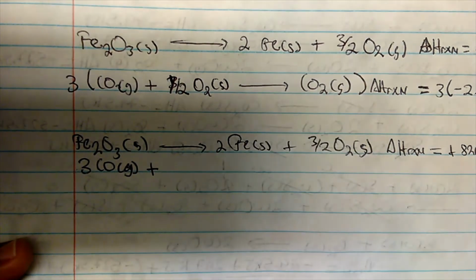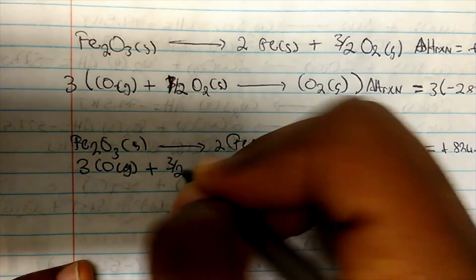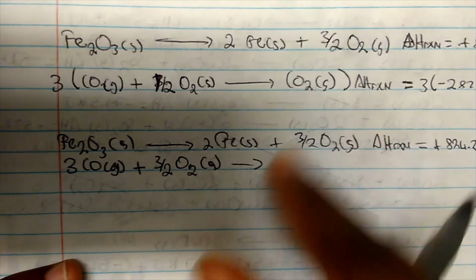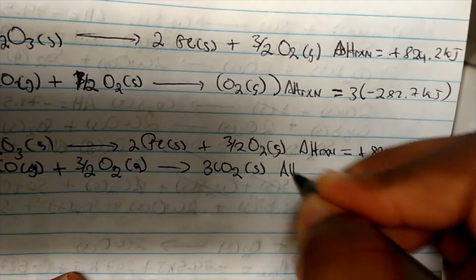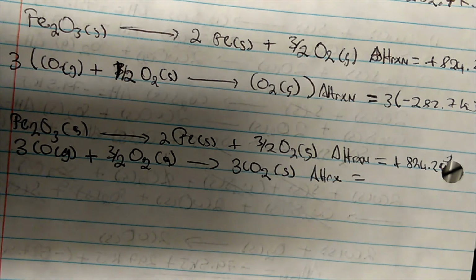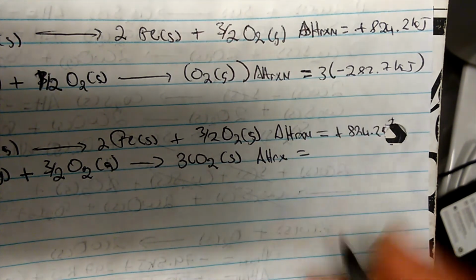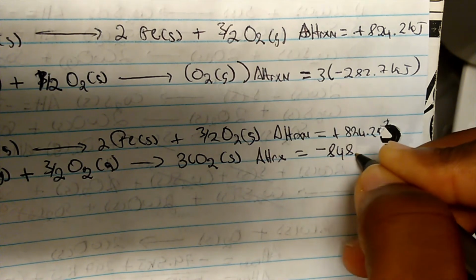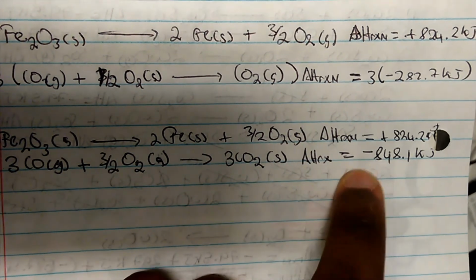Now multiplying everything by 3, we get 3 moles of carbon monoxide gas, and remember this is a 1/2. So if I multiply 3 by 1/2, that is just 3/2 or 1.5. So this is 3/2 moles of oxygen gas, and then multiply 3 by carbon dioxide. So this gives me 3 moles of carbon dioxide gas. And then simply, if we multiply 3 times negative 282.7, we're going to get negative 848.1 kilojoules. And so everything is being multiplied by 3.